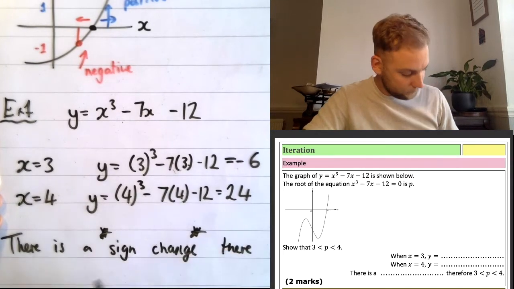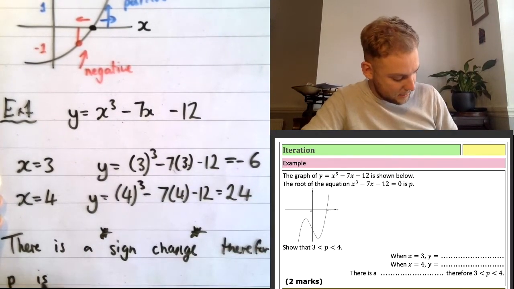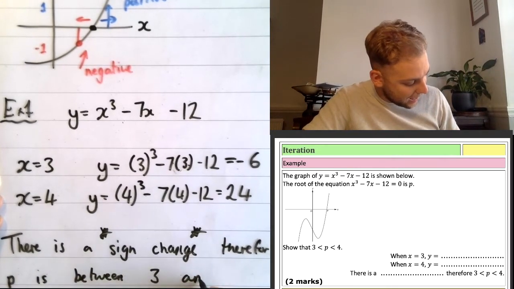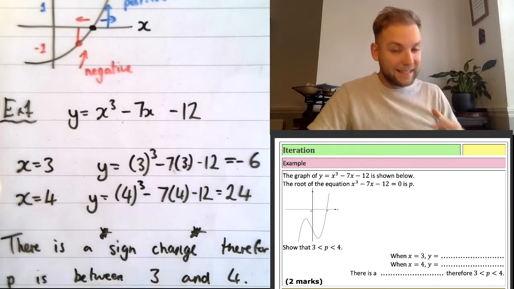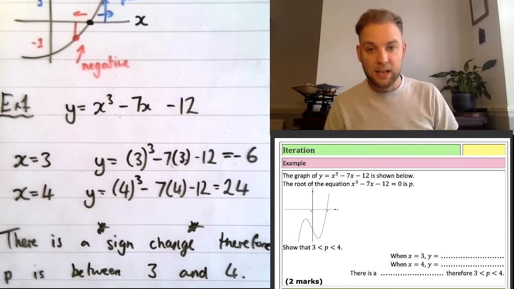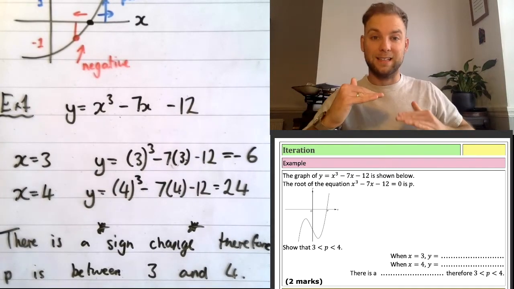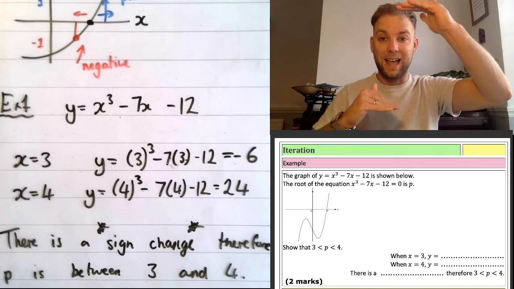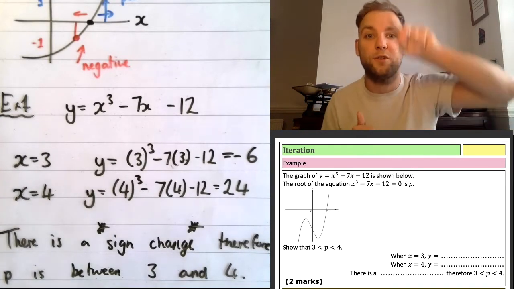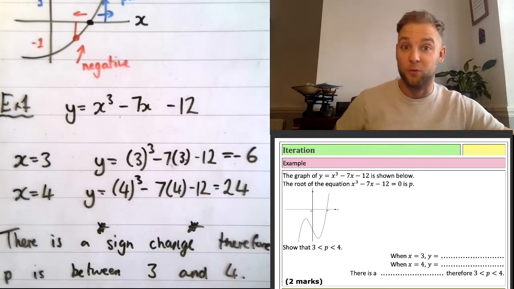Therefore, P is between 3 and 4. And it's this idea of that sign change which is really, really important, okay? So because we have that sign change, because it's below the x-axis and then above the x-axis, it means there's a sign change, which means that it must be going through the x-axis, so there must be a solution. Okay, that was the first one.